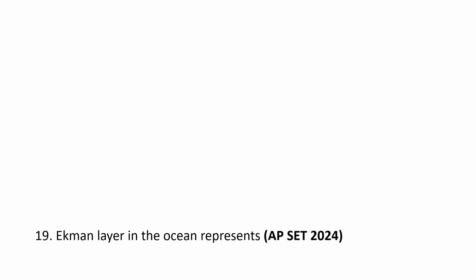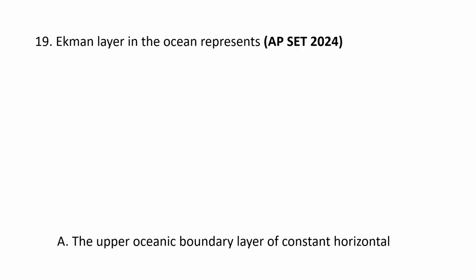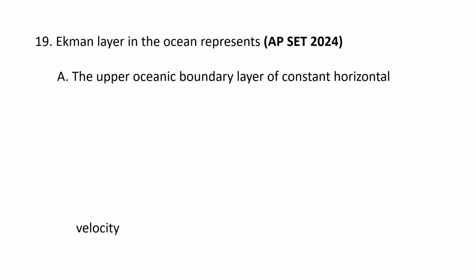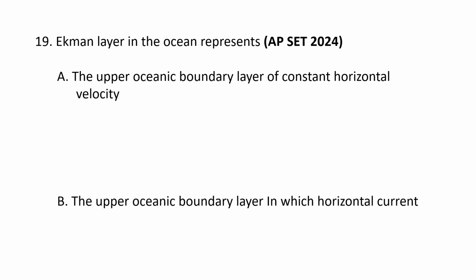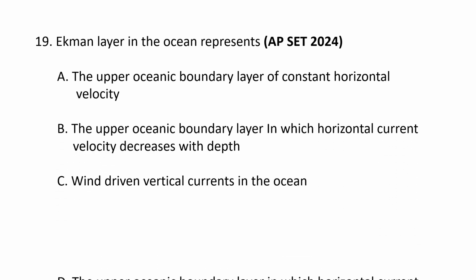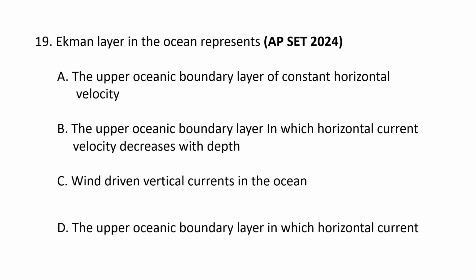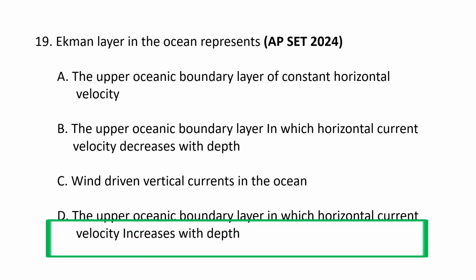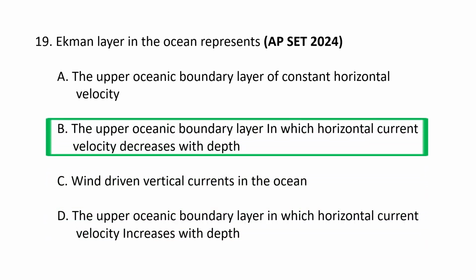Next question. Ekman layer in the ocean represents A. The upper oceanic boundary layer of constant horizontal velocity, B. The upper oceanic boundary layer in which horizontal current velocity decreases with depth, C. Wind-driven vertical currents in the ocean, and D. The upper oceanic boundary layer in which horizontal current velocity increases with depth. The correct option goes as B.